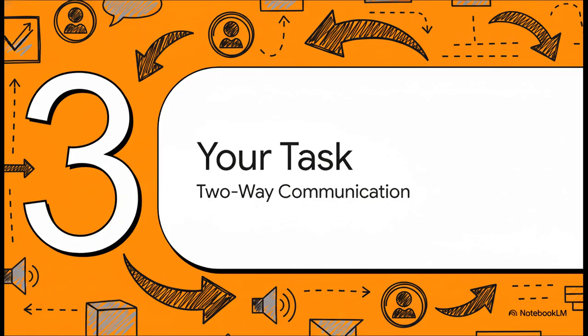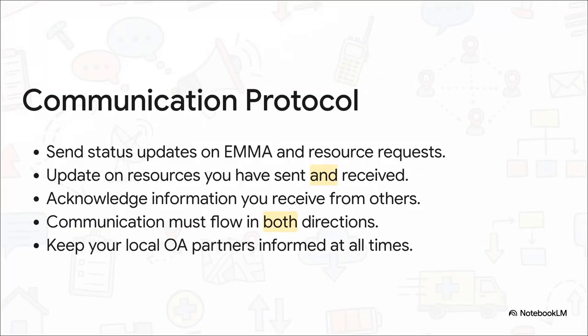Okay, so how does that translate into what you're actually supposed to be doing? Well, it's about a lot more than just sending information out. It's about creating a constant two-way communication loop. The key here, and I can't stress this enough, is that communication has to be a two-way street. You're not just broadcasting. You have to actively acknowledge the information you get back. You need to send updates on resources you've sent out and on resources you've received. And crucially, you have to keep your local operational area partners, your OA, in the loop at all times. They're the ones coordinating the big picture, and that's how we maintain that common operating picture we just talked about.